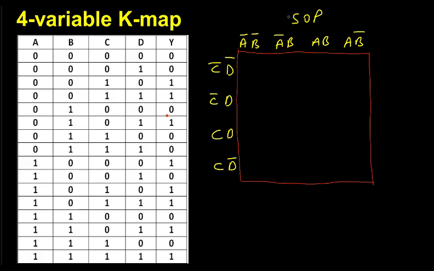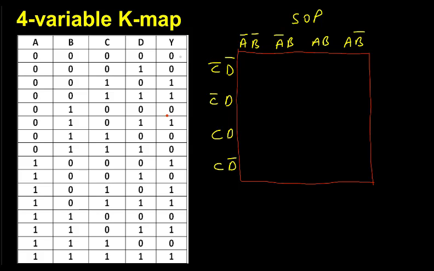So first is the SOP K-map, and in the SOP K-map we have to draw this. Across the rows we have A bar B bar, A bar B, A B, and A B bar, and column-wise we have C bar D bar, C bar D, C D, and C D bar, in the same sequence as A, B. In this case there are 8 zeros and 8 ones.